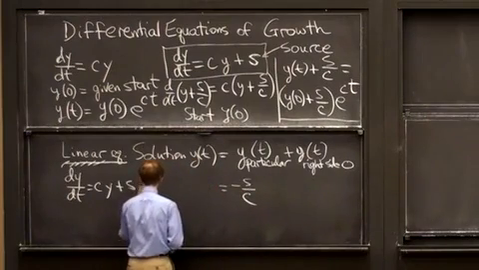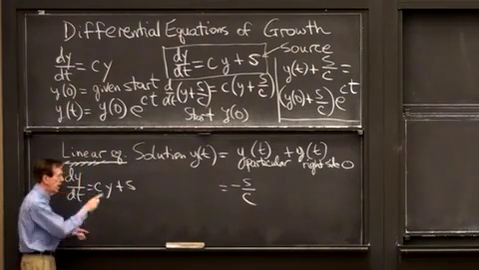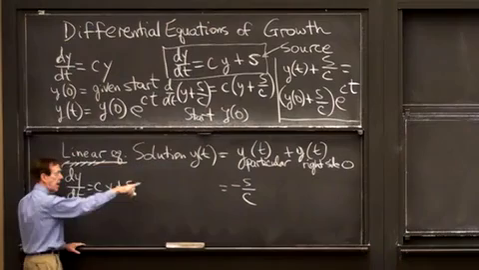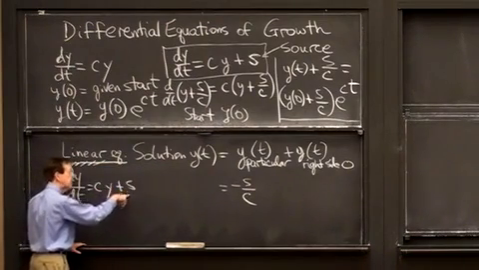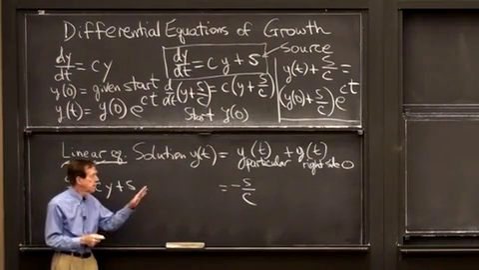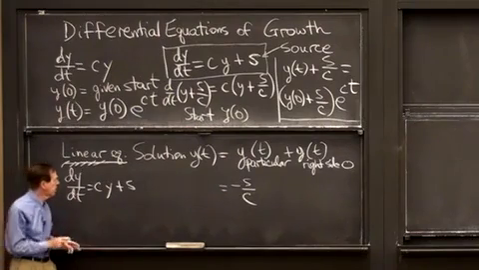That's a particular solution. Let's just plug it in. If I put in y, that's a constant, so its derivative is 0. At c times that gives me minus s plus s is the 0. Okay. So that's a particular solution.